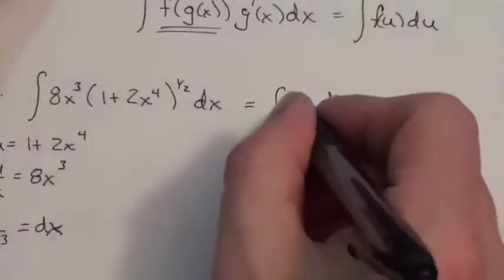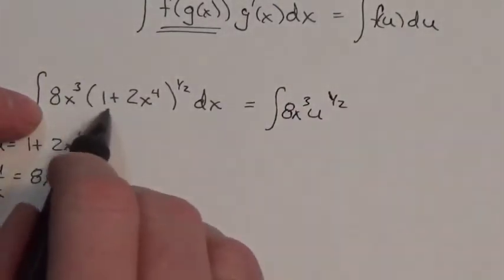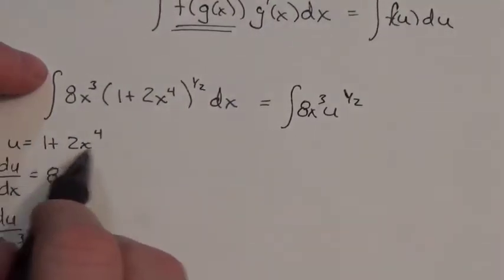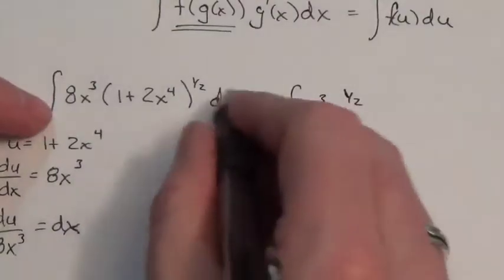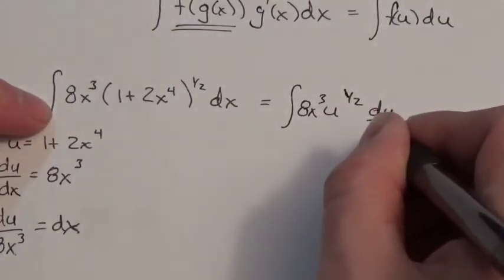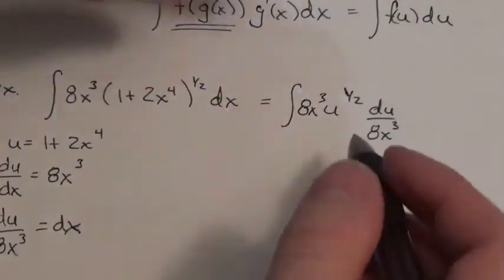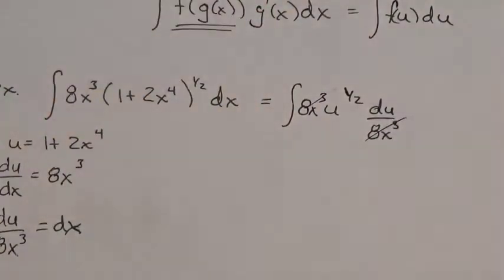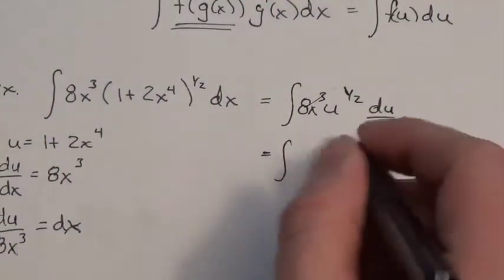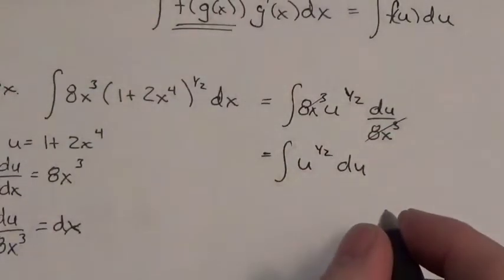So over here, I still had 8x cubed there. I've got this 1 plus 2x to the fourth all to the 1/2. Well, I replaced that 1 plus 2x to the fourth with u. And now I'm going to replace dx with du over 8x cubed. And I hope you see why I did that, because those two factors right there are going to cancel. And so we're going to be left with the integral of u to the 1/2 du.